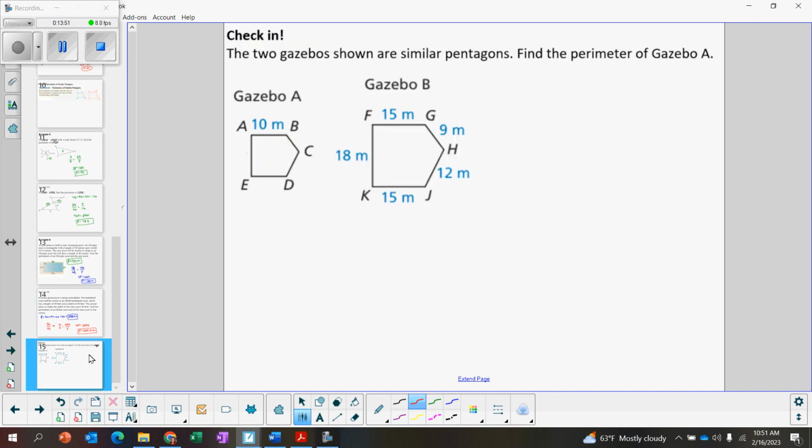The last problem is now just dealing with some irregularly shaped polygons, all right, pentagons specifically. So I know that the scale factor is 15 to 10 or 3 to 2. And I can find the perimeter of this shape. If I add up all the sides, I get 66.